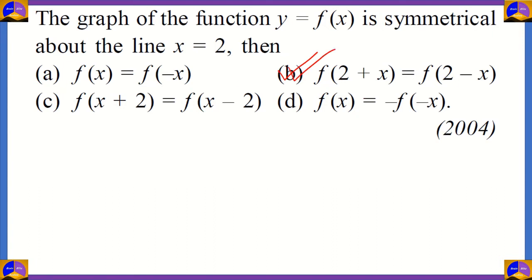Option A is when you have a function which is even. In an even function, f of x equals f of minus x. Option D does not hold because f of x is not equal to minus f of minus x. And f of x plus 2 equals f of x minus 2 is once again an incorrect representation because the constant here is x equals 2. So 2 plus x and 2 minus x are the x components on that graph. So option B is the right answer for this question asked in 2004.